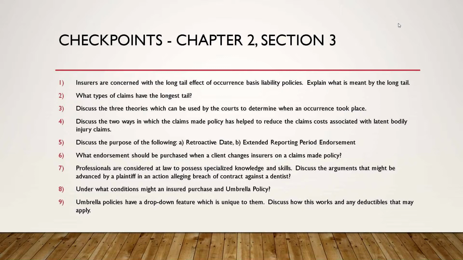It should be purchased, and it's the next question. What endorsement should be purchased when a client changes insurers on a claims made policy? That should be the extended reporting period endorsement. The reason for that is because even though the policy is expired, if it can be shown that the injury occurred while that policy was enforced, you can go back to that policy. So it's kind of like going back in on the occurrence basis policy and that long tail effect. The claims made policies with that extended reporting period endorsement allow you to go back to the policy that actually should have been paying out that claim.